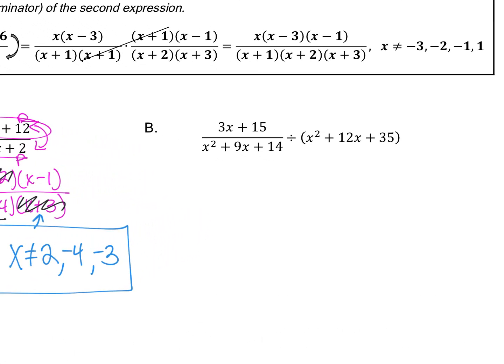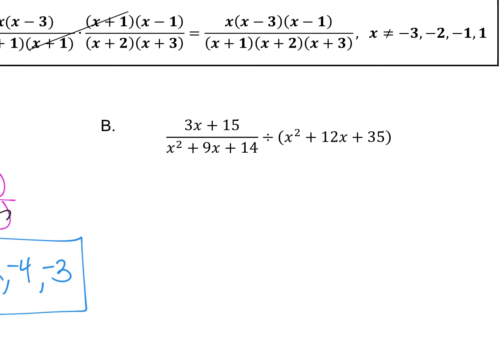So very similar to multiplying, except when you divide, you have to keep, change, flip. So don't forget to do that. So always pay attention to your sign at the beginning, so you know if you need to keep, change, flip or not. So I'm keeping my first one the same. I'm changing this one to multiplication, and then I'm going to flip this. It's over 1 right now, so it will become 1 over that.